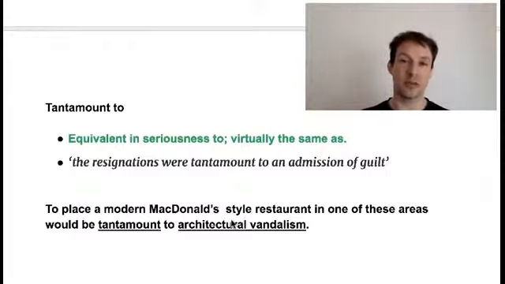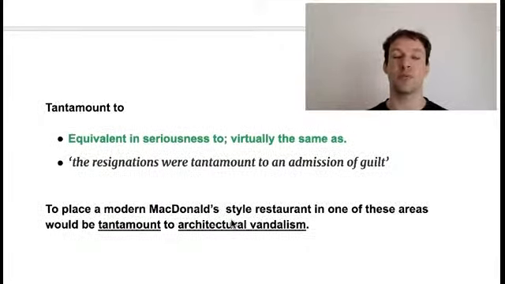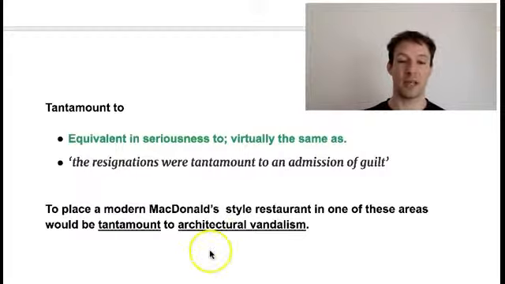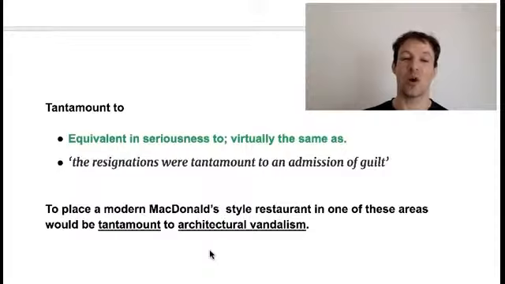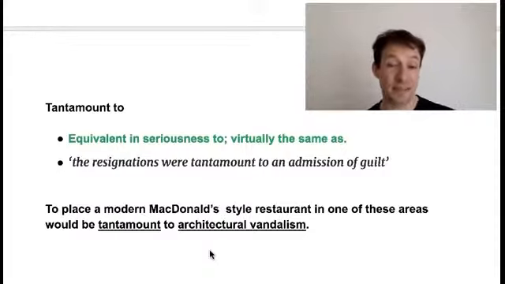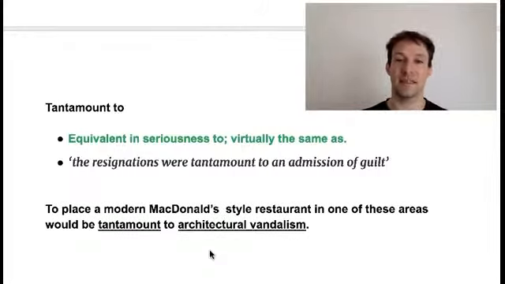So we're not only going to improve our lexical resource, but going to slightly improve our grammatical range and accuracy. Okay, so I'll give you an example. To place a modern McDonald's style restaurant in one of these areas would be tantamount to architectural vandalism, or would be almost the same as architectural vandalism. And I don't need to explain which sounds better in that instance.